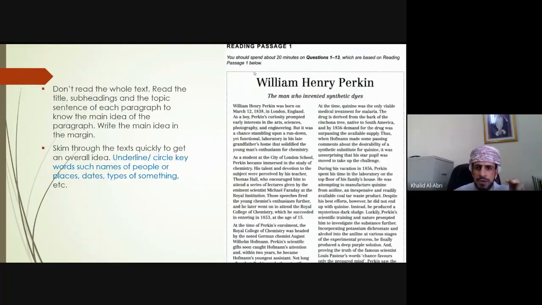Here we have a model. So in the IELTS exam, you will see a passage like this. Yes, so this is passage number 1. And of course, this is not the whole one. I just took only part of the passage. So you need to spend 20 minutes, read questions 1 to 13, and answer the questions. So if you see a text like this, what would you do? You need to do so many things.